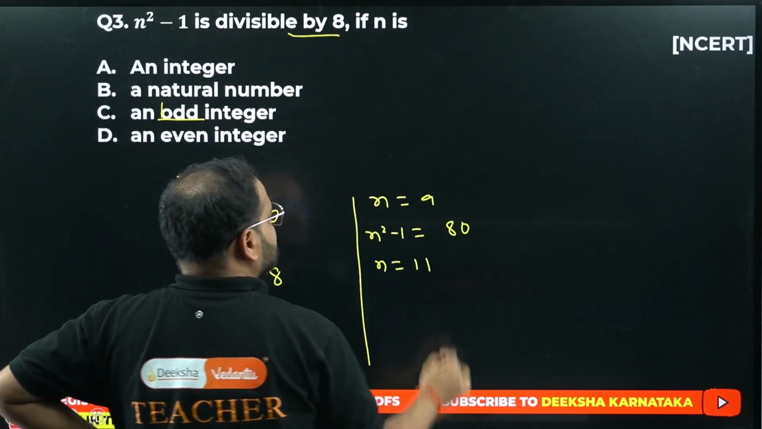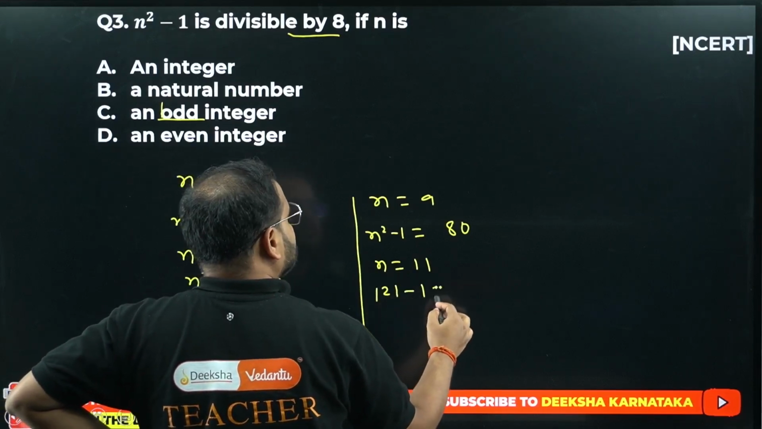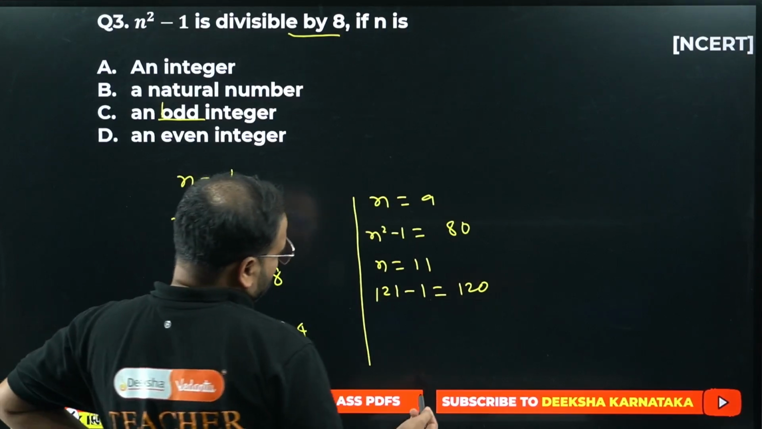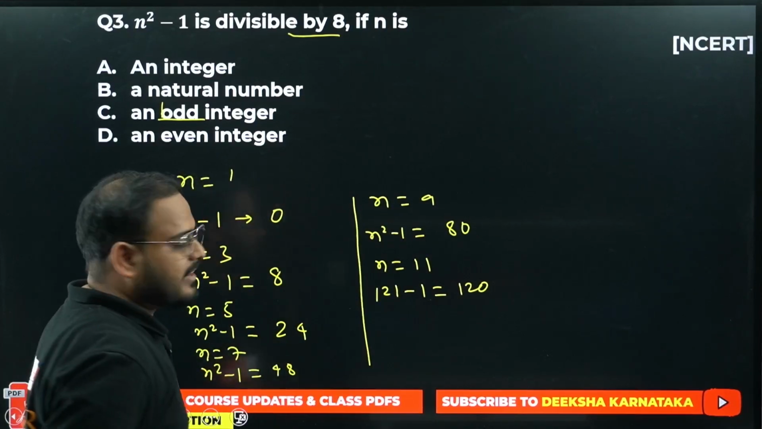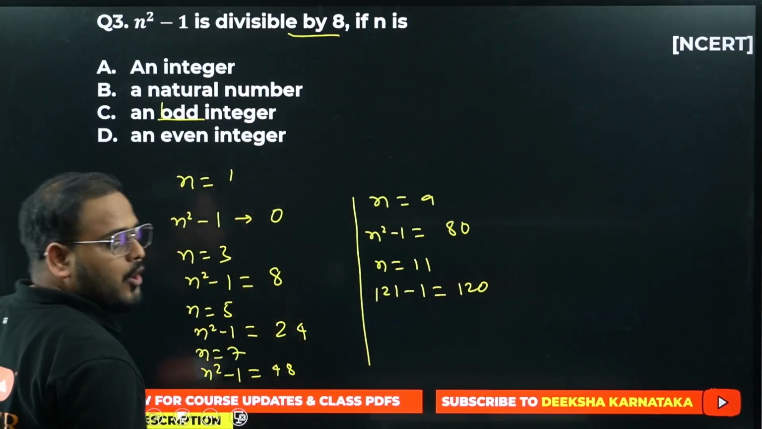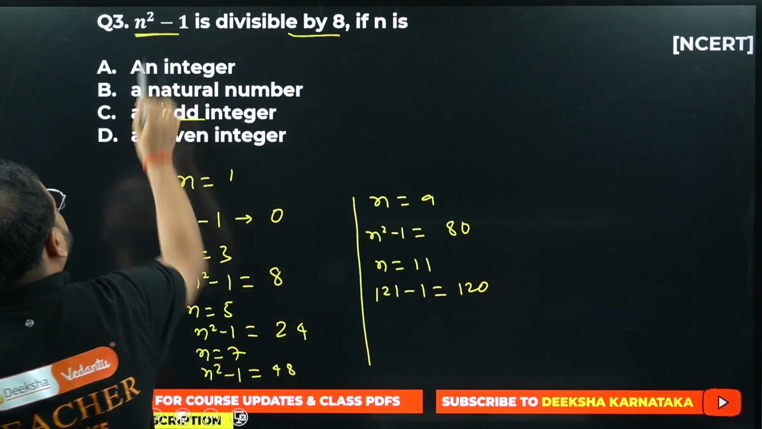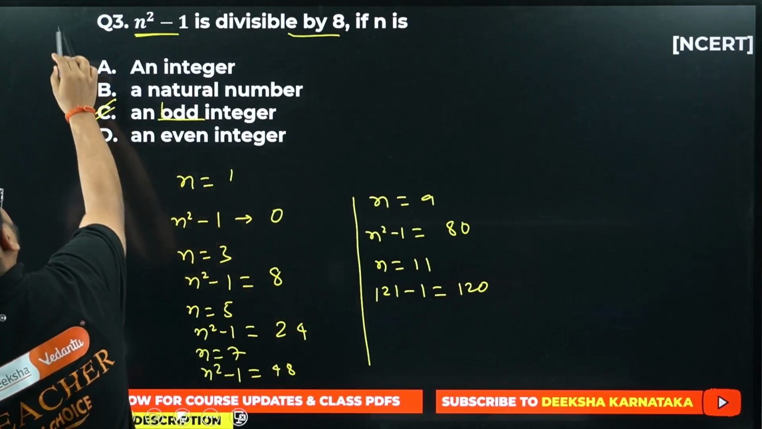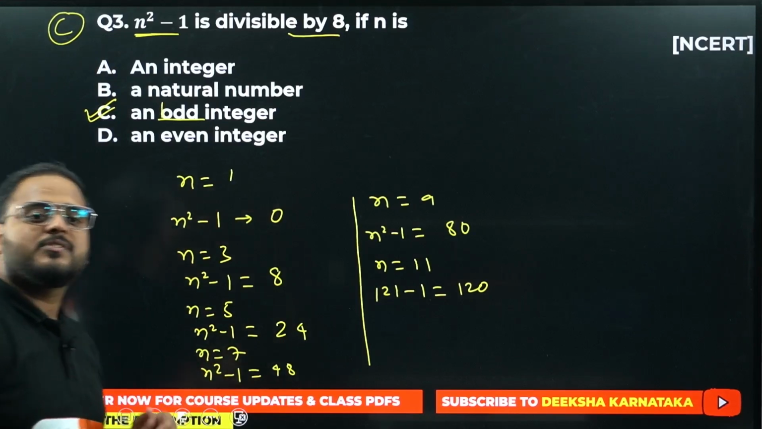N equals 11 you put. 11 square is how much? 121 minus 1. How much is that? 120. 8 15s are 120. Correct? Okay. So basically, if I take any odd number in place of n, the number n square minus 1 becomes divisible by 8. So my answer is simply C. Yes? Okay. I hope this is visible to you.